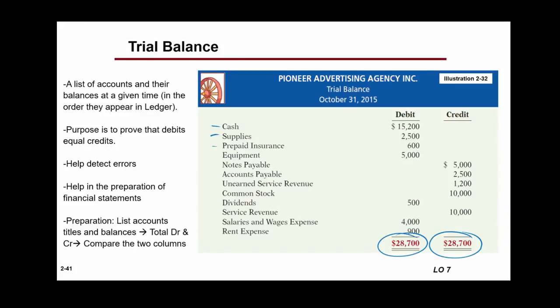So how do we prepare it? First, we list the accounts and their balances. How do you use it for verification? You list the accounts and the balance of each account. Then you total the debits and the credits. Once you have the total debits and total credits, you will see if they are equal or not.